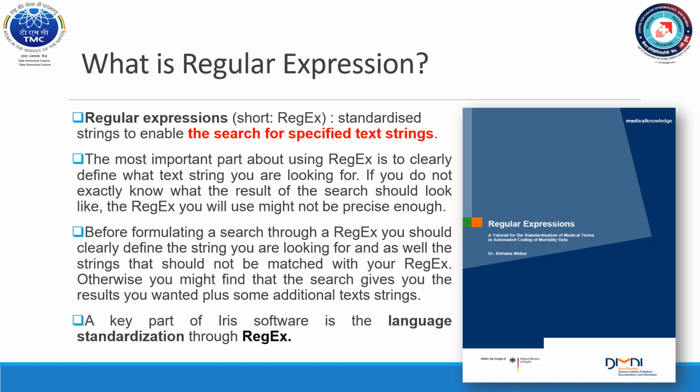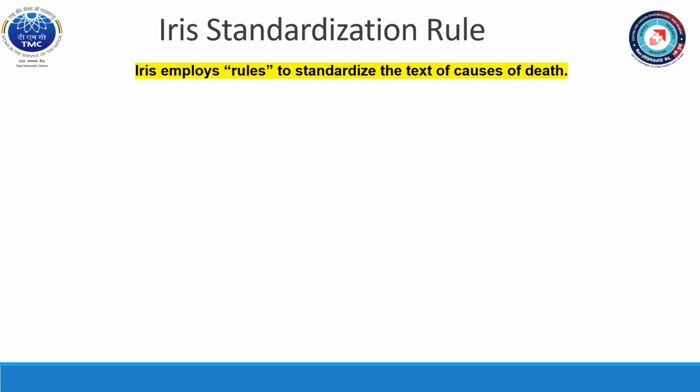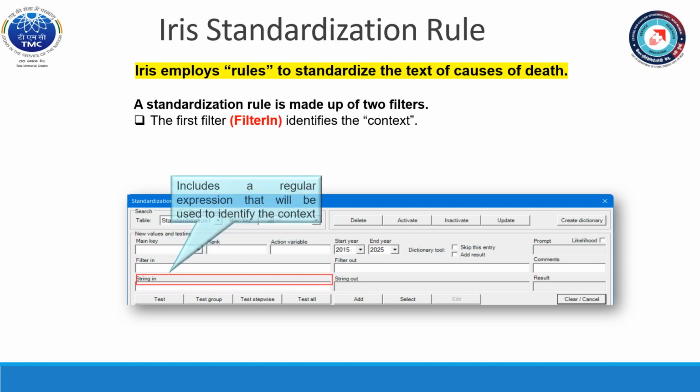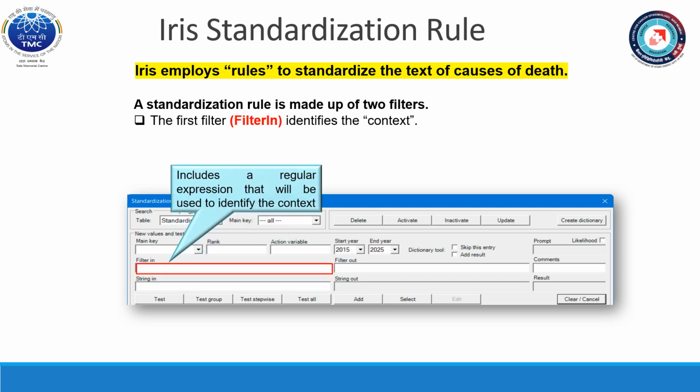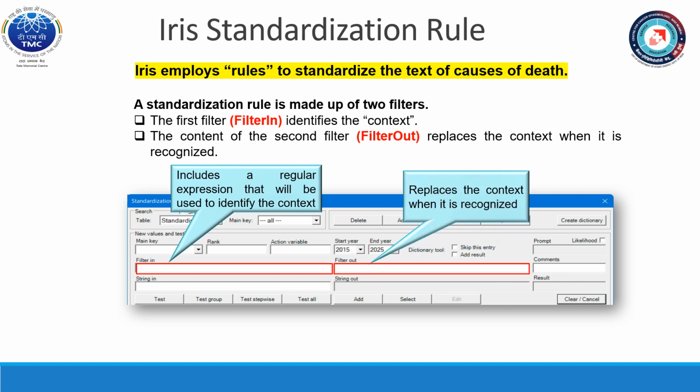A key part of IRIS software is the language standardization through regular expression. IRIS standardization rules. IRIS employs rules to standardize the text of causes of death. A standardization rule is made up of two filters. The first filter is filter in, which includes a regular expression that will be used to identify the context. The second filter is filter out, which replaces the context when it is recognized.